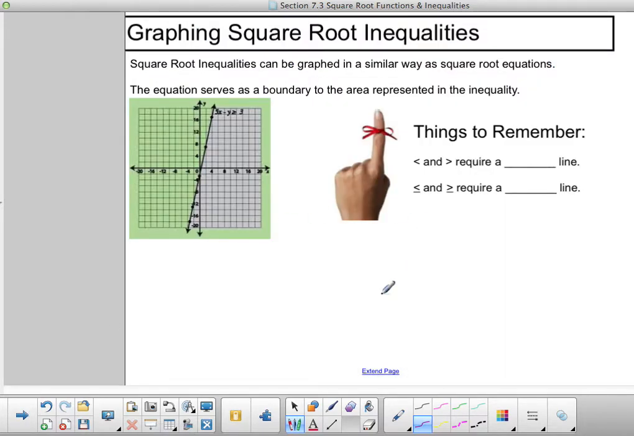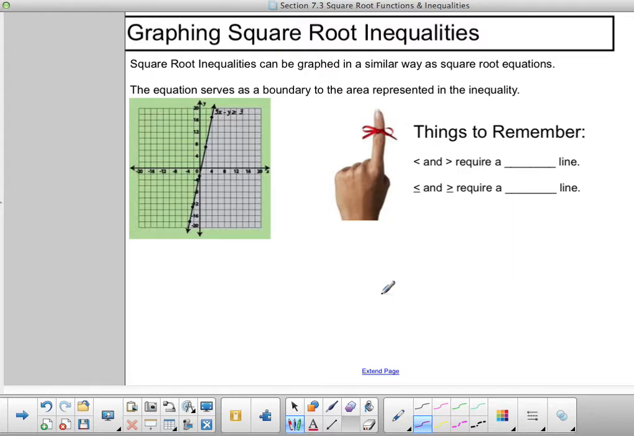Okay, so we're going to graph some square root inequalities. They can be graphed the same way as a square root equation, so we're going to do the same process to graph it. The only thing that's different is when you're done, you're going to shade. And we're also going to say, should the line be solid or dashed, and that kind of thing.